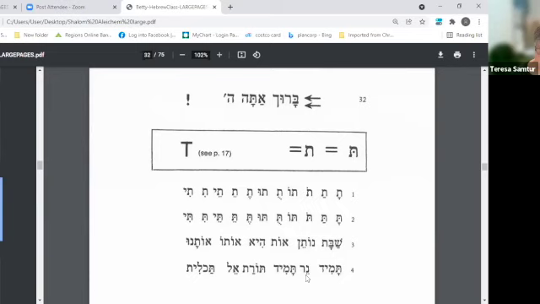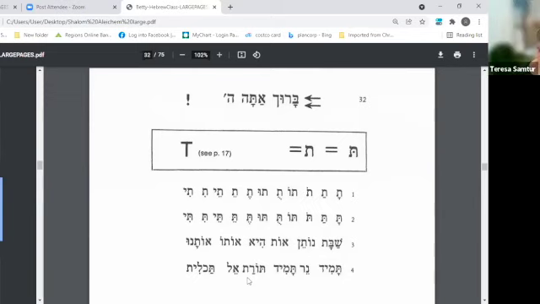What are these two words? Ner. That vowel. Ner Tamid. What's a ner? Eternal light. Not the ark, it's above the ark. The eternal light, always on. Ner Tamid. Okay.